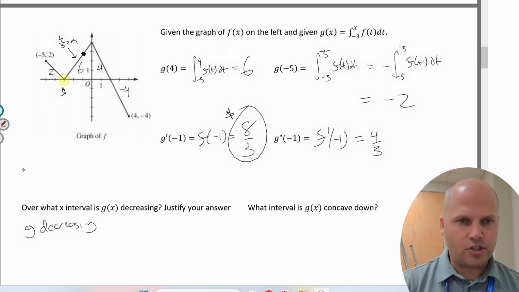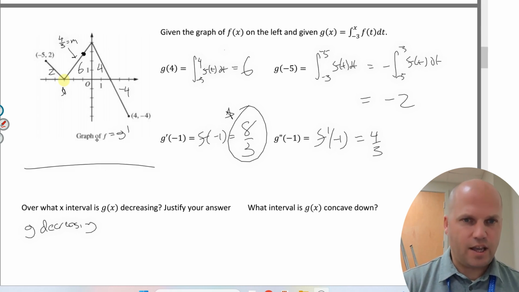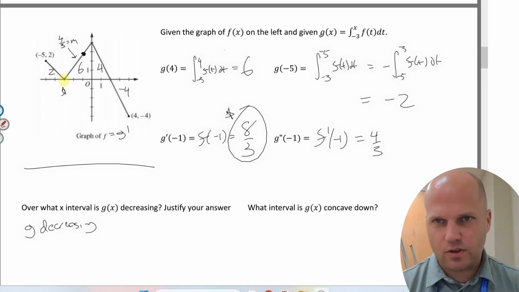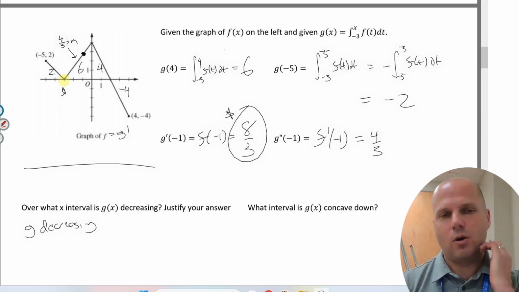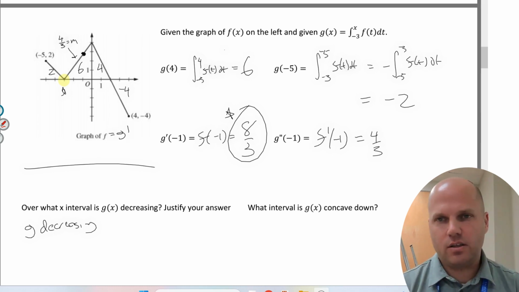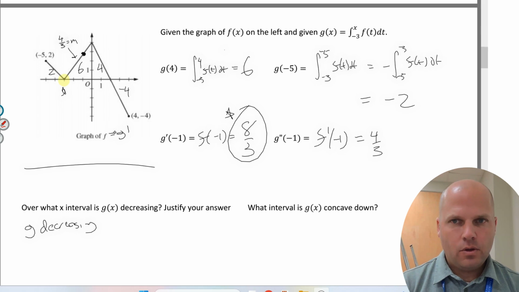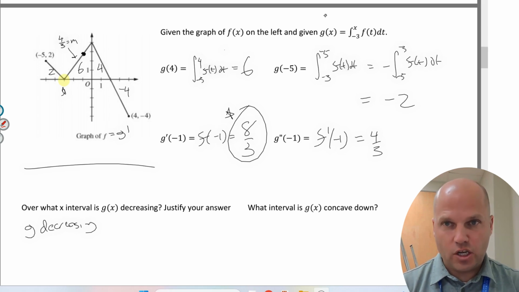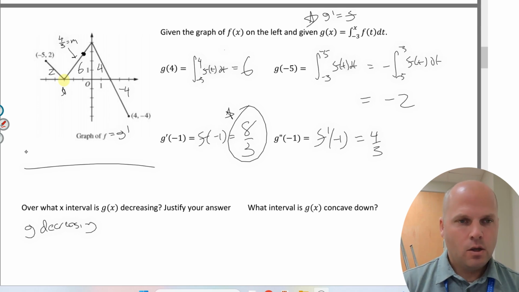Let's just do our sign analysis. G's derivative is f. I flipped up the letters for you, just so that you know it's not always going to be the same f and g. We'll use different letters later. So the derivative of g is f. Probably should have been the first thing I write down.